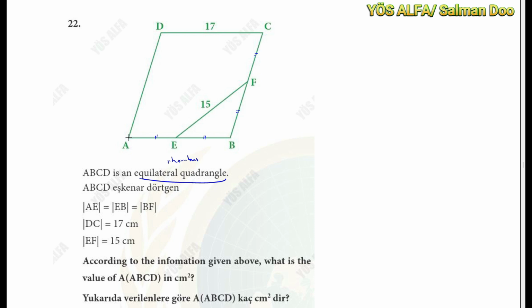So let's draw a line from A to C. Since the ratios of BE and EA is the same as BF and FC, we can see that these two lines are parallel.